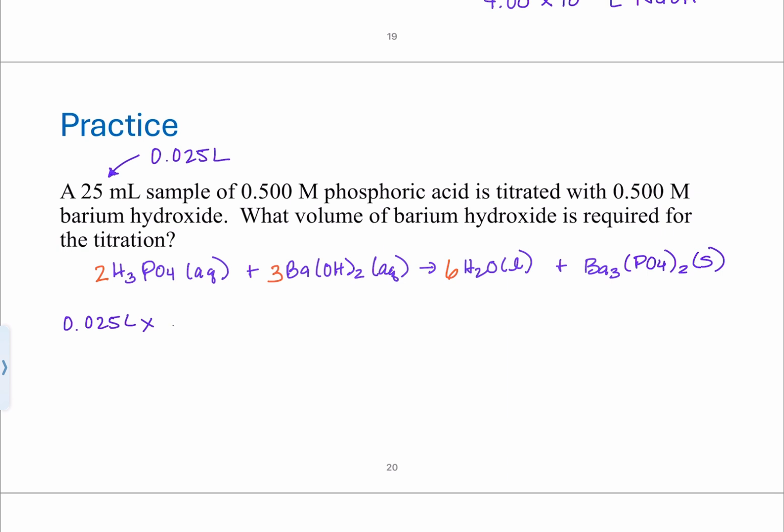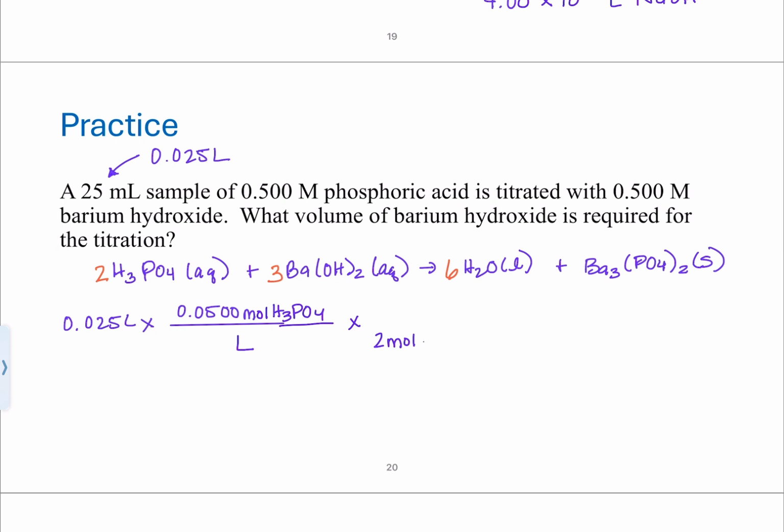The volume is given to us in milliliters, so we have to convert this to liters. If we convert 25 milliliters into liters, we get 0.025 liters, and we're going to start with the volume that we're given. We're also given the molarity for phosphoric acid, which we're going to use to find the moles of phosphoric acid. So again, we can use molarity as a conversion factor, where we have 0.500 moles of phosphoric acid per liter of phosphoric acid.